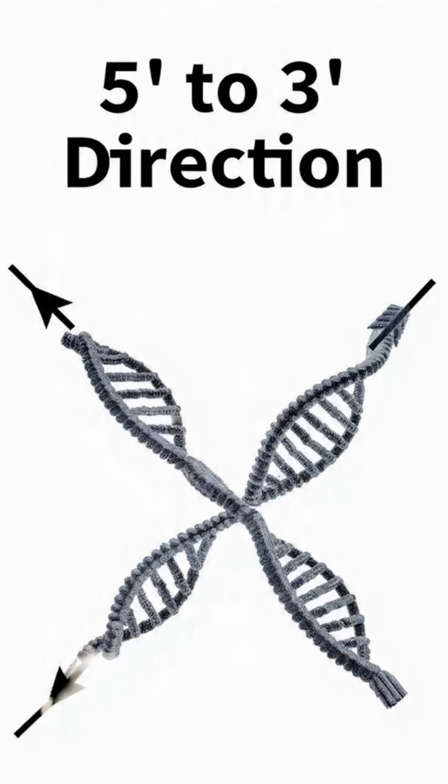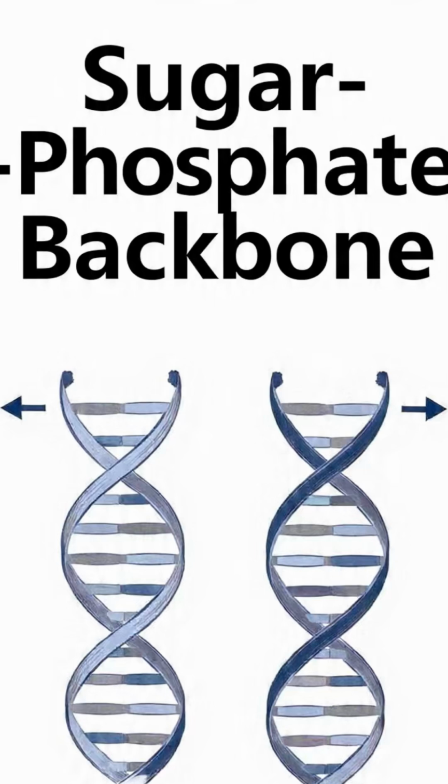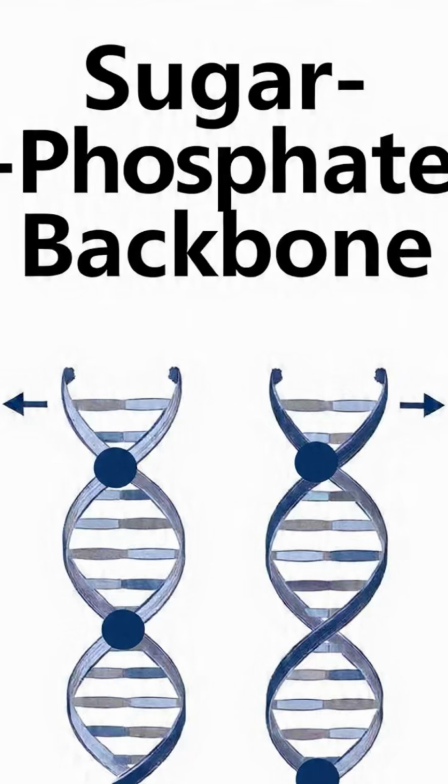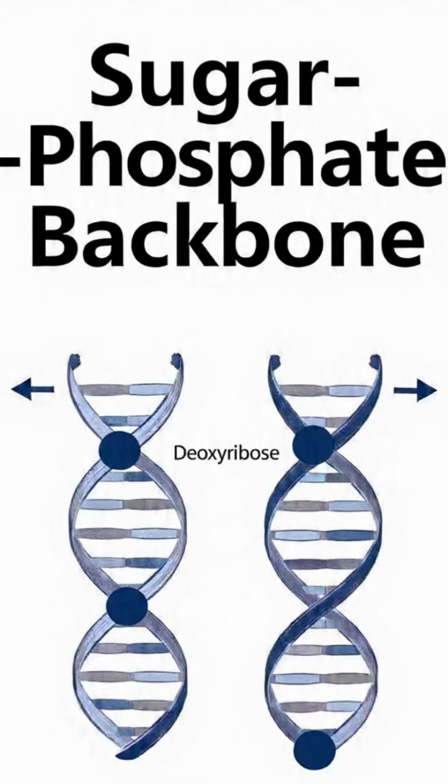The vertical sides of the ladder are made of alternating sugar and phosphate molecules. This forms the backbone of DNA. The backbone protects and supports the internal bases. Phosphate groups link sugars together. They create strong covalent bonds that stabilize the structure. The sugar in DNA is called deoxyribose. It gives DNA its name, deoxyribonucleic acid.